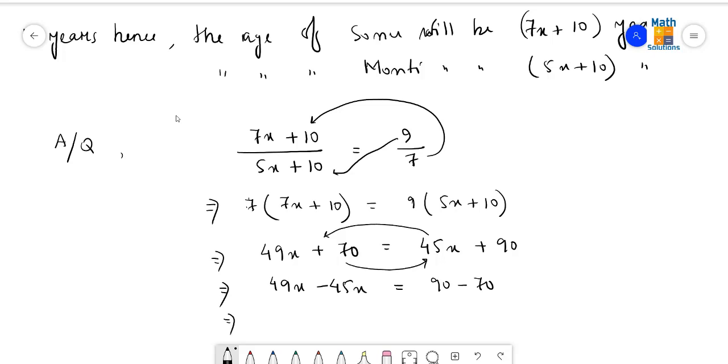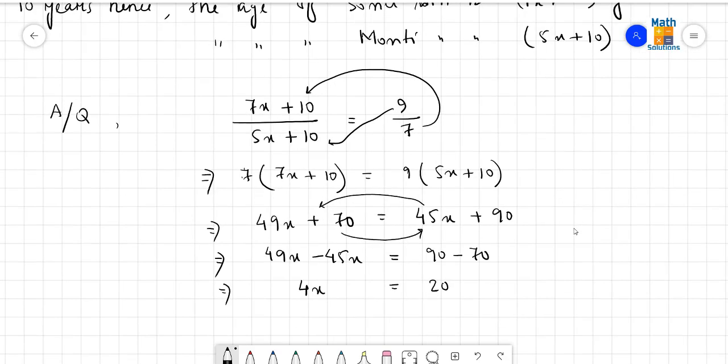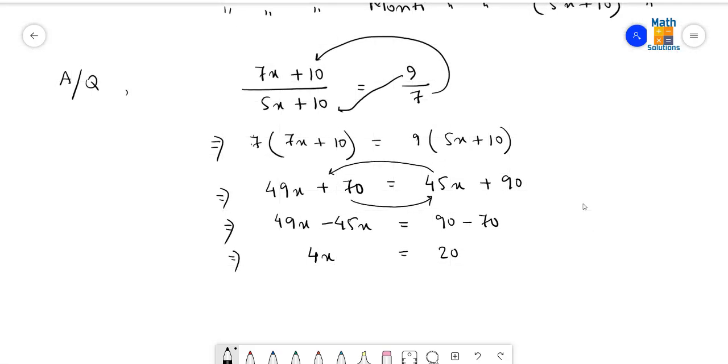So what do I get here? 49 minus 45, it will be 4x. That is equal to 90 minus 70. How much will it be? It is 20. Then after, what do I get? We have to make x independent of 4. So we shall be getting x is equal to 20/4. The result will come as 5. So x is equal to 5. But this is not the final answer. We have to calculate what are the present ages of Sonu and Monty.